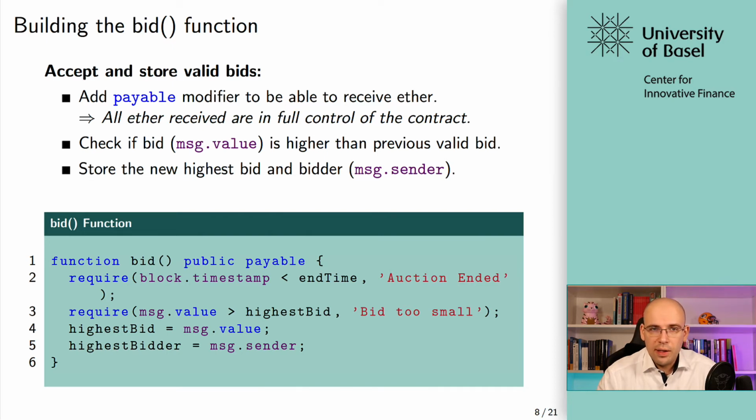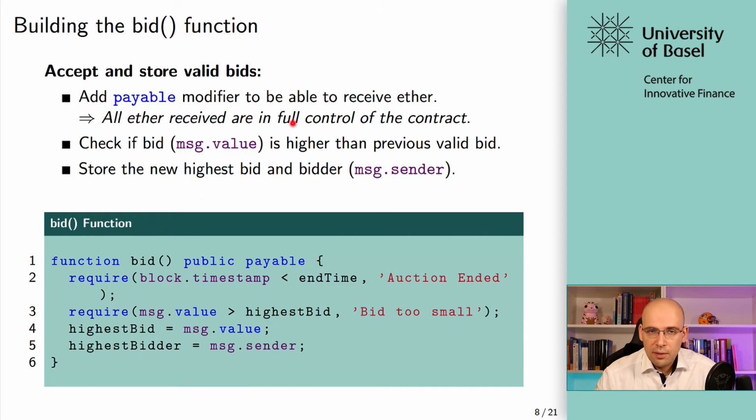So the first thing we do is we add the payable modifier to be able to receive Ether. We do that right here as part of the function. So you're not just saying it's public, you're also saying it's payable, and that indicates that when somebody invokes the function, they can send some ETH along and that the contract will actually accept that ETH. Okay, that's what you're doing with the payable modifier.